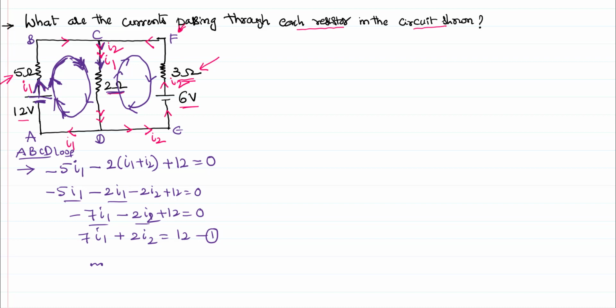Let's apply the same for the other loop. What is the other loop? Let's have a look at that. Applying Kirchhoff's voltage law in the other loop. This is the loop C, D, E, F. Let us start from the cell itself. We have already chosen a direction, that is the clockwise direction, similar to the previous part. So this is what our clockwise direction is.